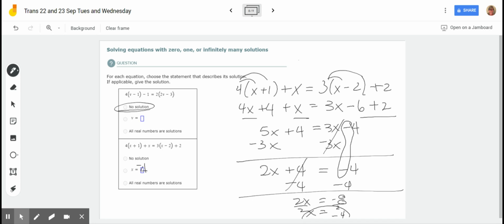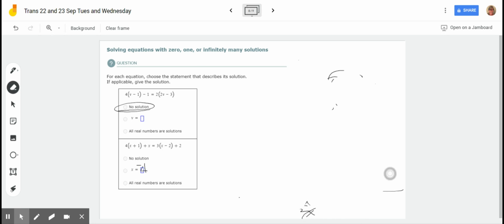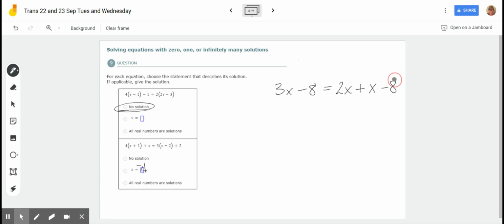Okay. If you had this last situation, there is a situation that you could have where, and I'm just going to give you a really simple problem. They're purposely making these more complex. One, to get you good at distributive property. Two, to help you have practice adding real numbers. But I'm going to give you a simple one. Let's do 3x minus 8 equals 2x plus x minus 8.